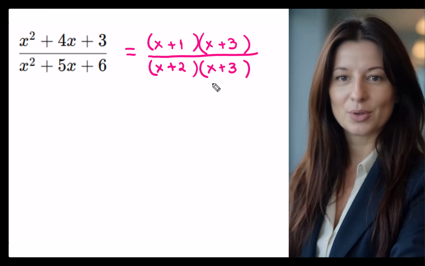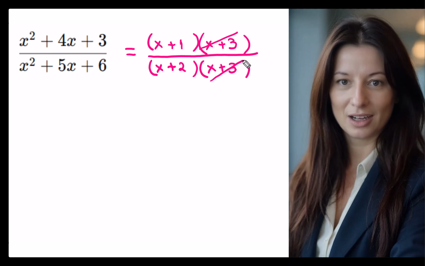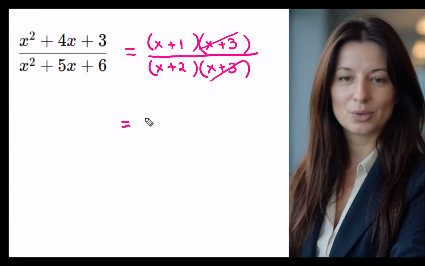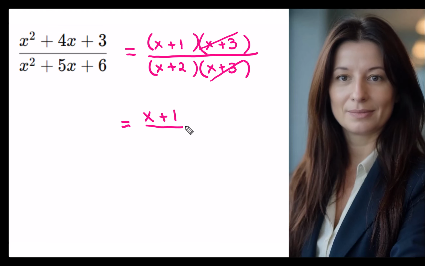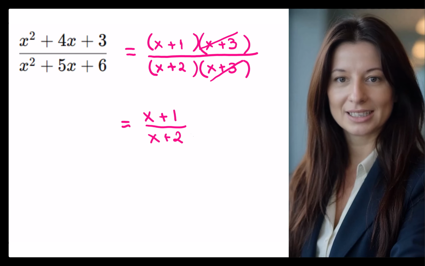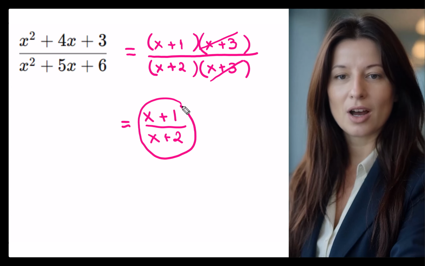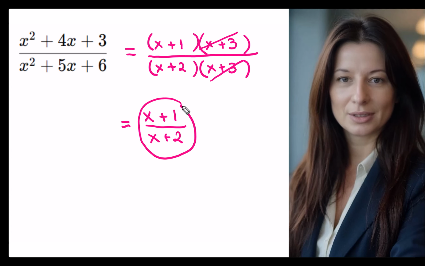Now that both the numerator and the denominator are in factored form, we can see that they do have a common factor, and that common factor is binomial x plus 3. So let's go ahead and simplify by the common factor, and we are left with x plus 1 over x plus 2, which is the simplified form of our initial expression.